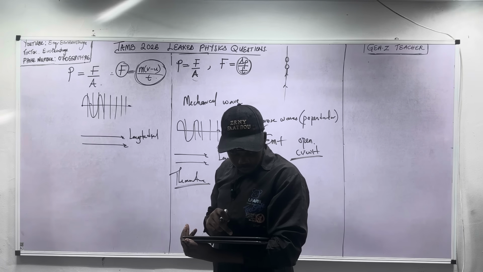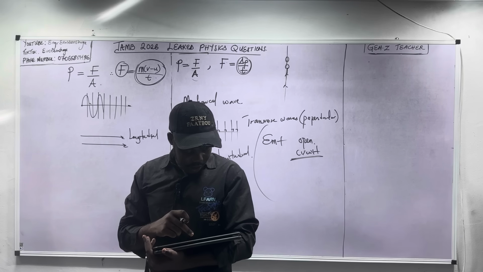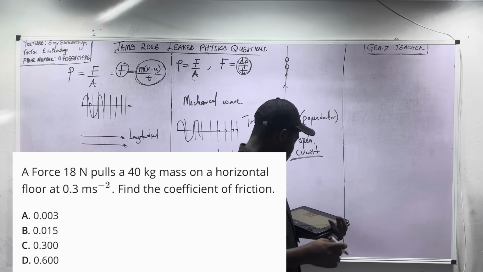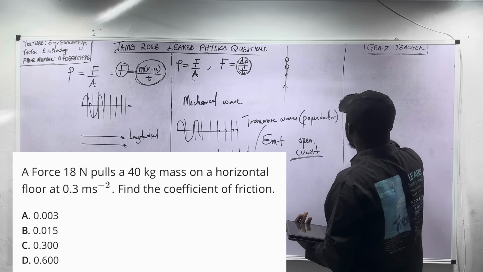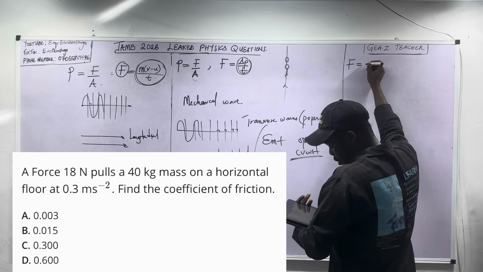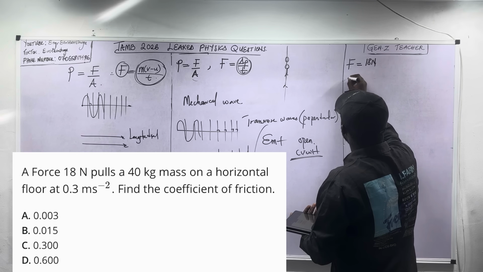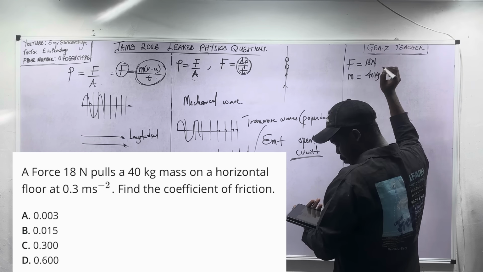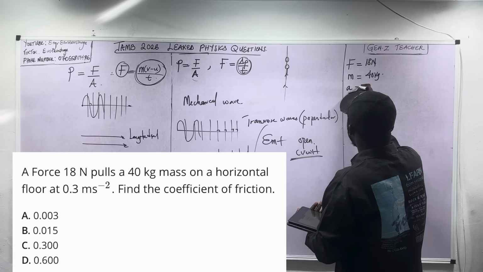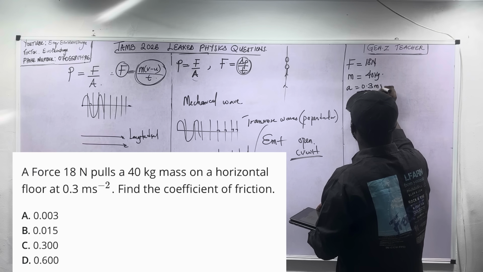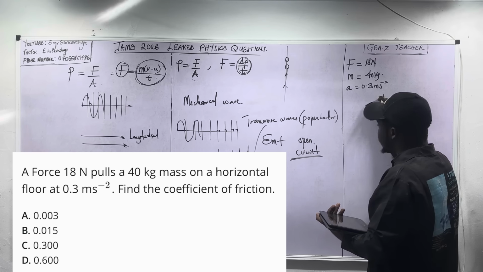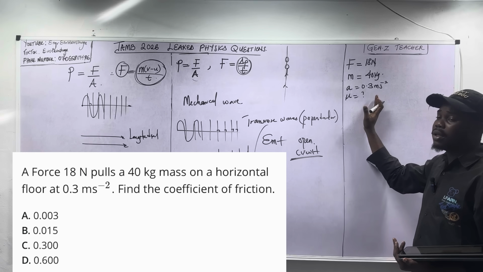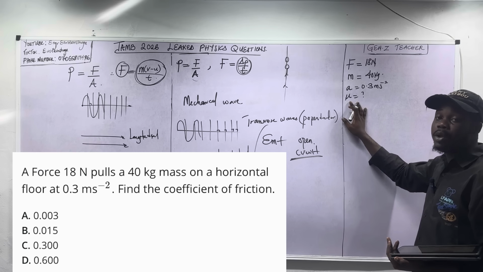Then quickly, question number 11. A force 18 Newton pulls a mass. Let's write the parameters out quickly. The force is 18 Newton, okay, pulls a mass. The mass was given as 40 kilograms, on a horizontal floor at 0.3 meters per second squared acceleration. Find the coefficient of friction. So we have these properties from this question, the parameters. Now we are asked to find mu.